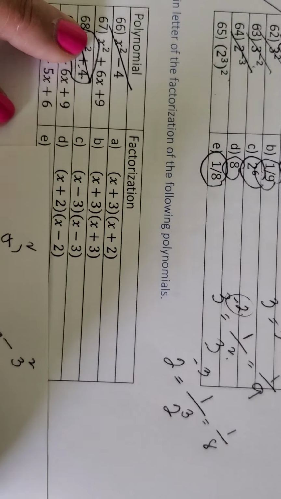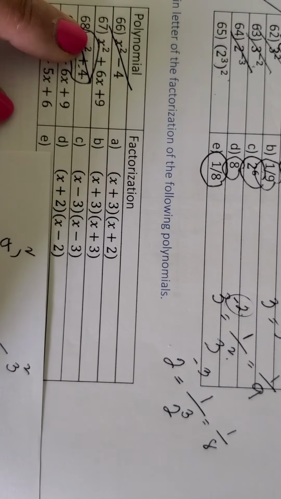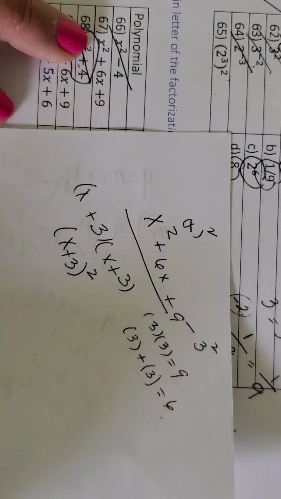Then I say, two numbers that multiply will give me 9 and that added will give me 6. Multiply will give me 9, 3 times 3, but when I add them, they give you 6. This is a perfect square. Parenthesis, parenthesis, x, x, plus, plus, and this is a 3, and this is a 3. It's the same thing as x plus 3 to the second power. This is the perfect square.